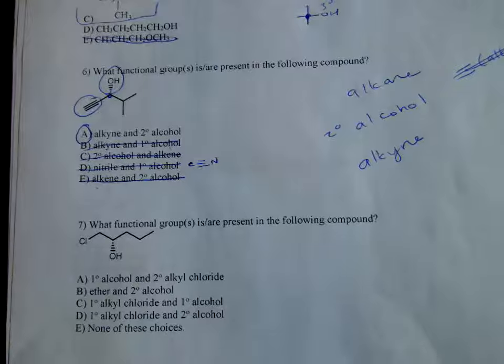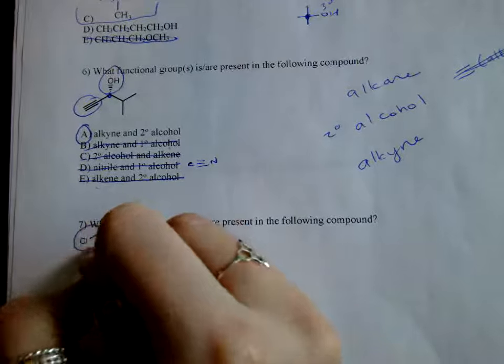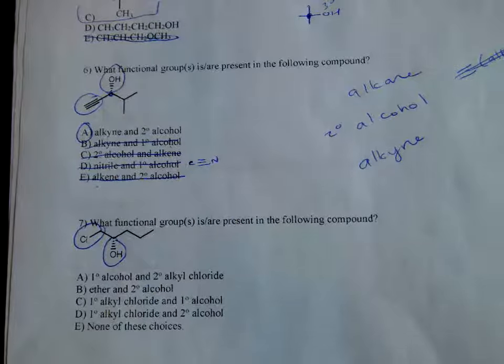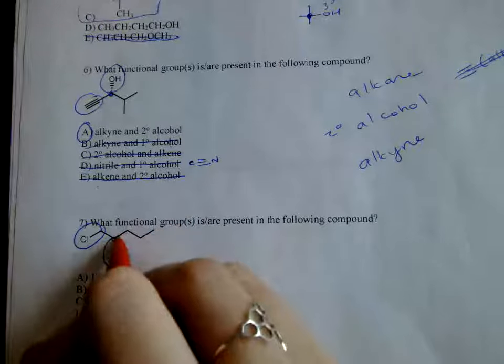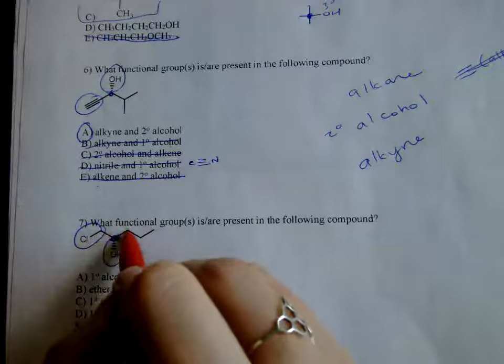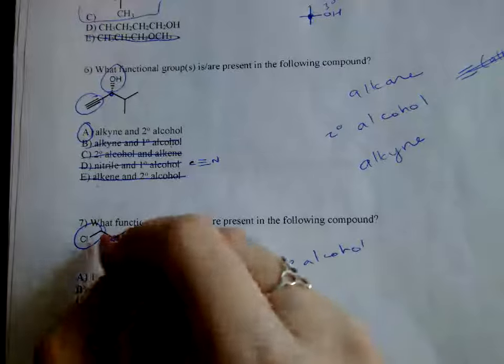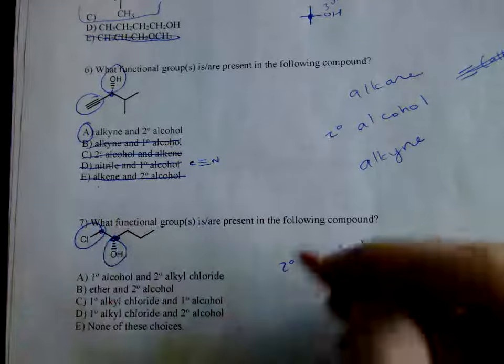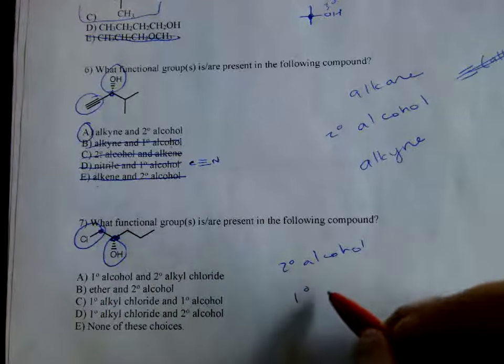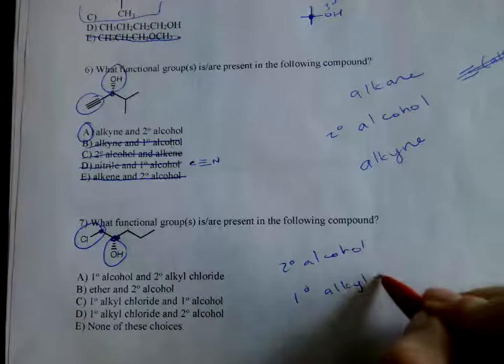Okay, next question, what functional groups are present in the following compound? Same thing, we've got 2 functional groups that are not just a plain carbon-hydrogen chain, so I go ahead and circle them. This alcohol is bonded to a carbon right here that has 2 other carbons. So again, we have a secondary alcohol. And this chlorine is bonded to a carbon that's only bonded to 1 other carbon. So that's a primary alkyl halide.